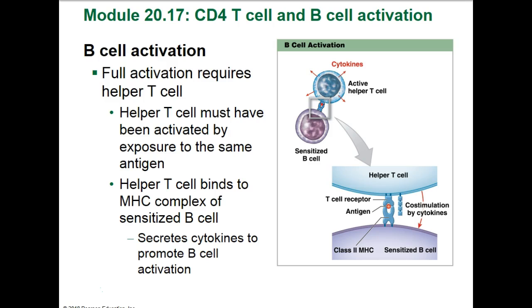But for full activation, they have to have a helper T cell to come in. So the helper T cell must have been activated already by exposure to the same antigen. The helper T cell binds to the MHC complex of the sensitized B cell, and now it's going to secrete cytokines that promote more B cell activation.